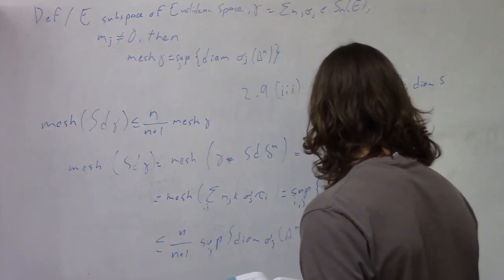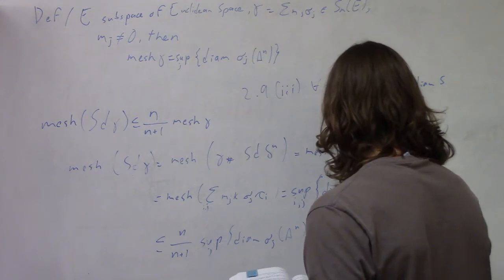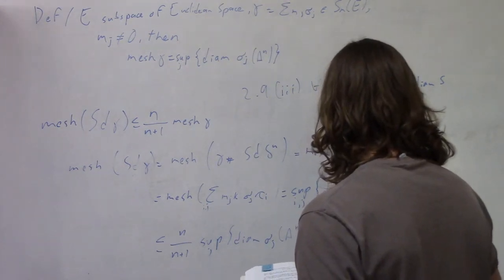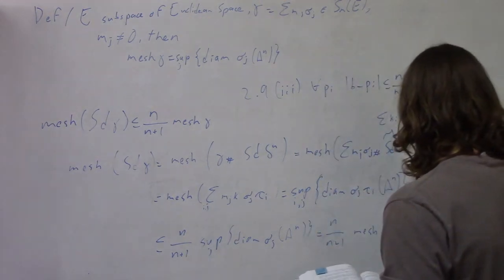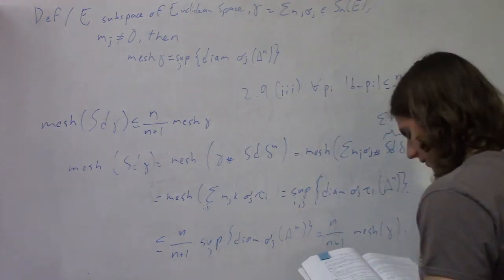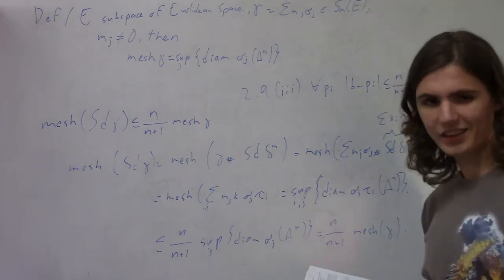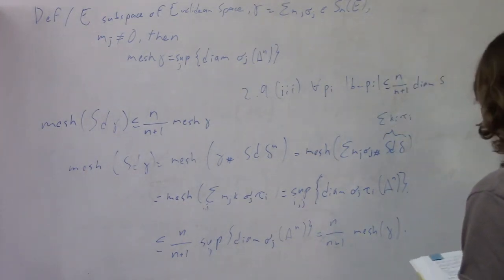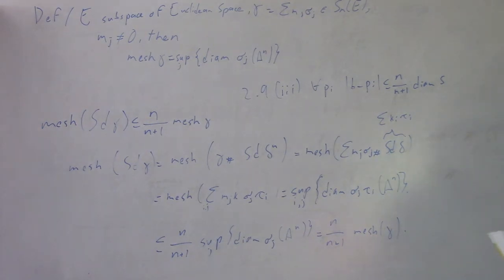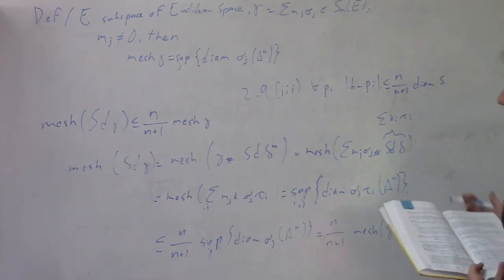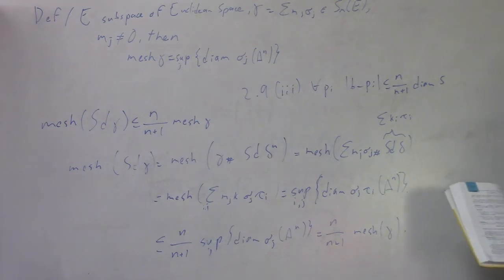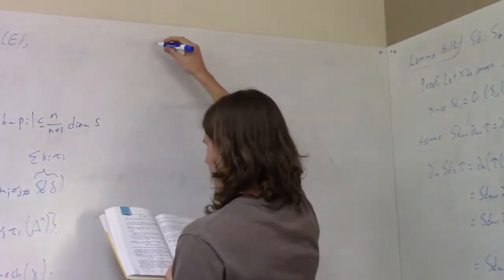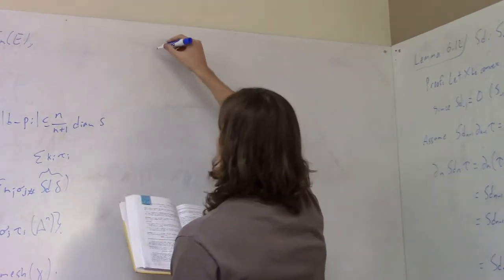Which is, by definition, n over n plus 1 the mesh of gamma. Actually, yeah, I don't know. It didn't seem quite as obvious. Well, so that's sort of recursive. Yeah, so that's just what he does. And then, having that, we can repeat the process. So if we do compositions of multiple of these subdivision homomorphisms, we get this 6.15.